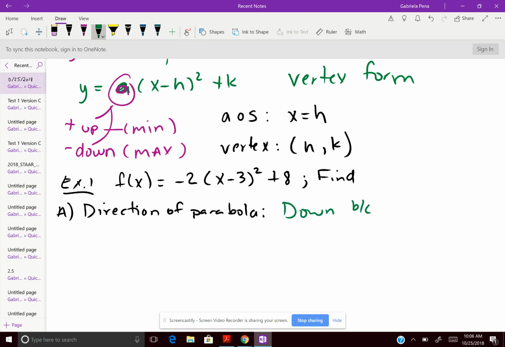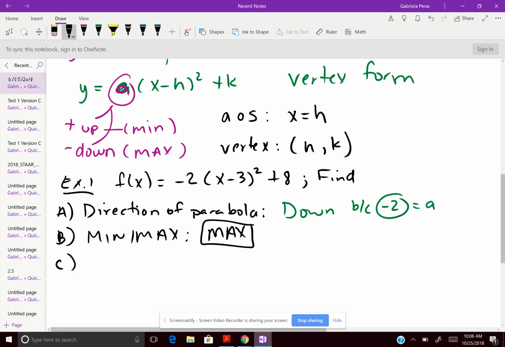Because of the -2, which is your A, you know what you're doing when you're looking at your notes, because sometimes you do your notes, but when you look at them, you're like, I just wrote what she wrote. Questions on that one? No? Second part, if it opens down, is it a minimum or a max? It is a max. Very good.